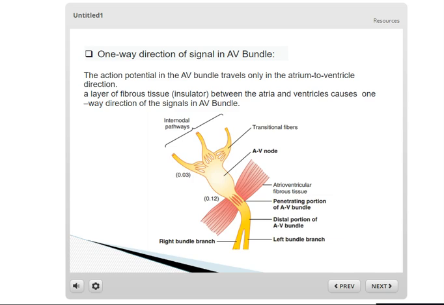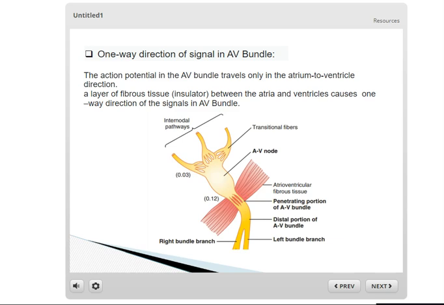The one-way direction of signal conduction in the AV bundle is due to the presence of a layer of fibrous tissue known as the annulus fibrosus between the atria and ventricle. This fibrous tissue acts as an electrical insulator, allowing the action potential to travel only from the atria to the ventricle, but not in the reverse direction.